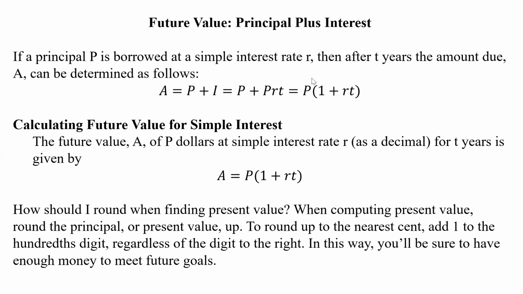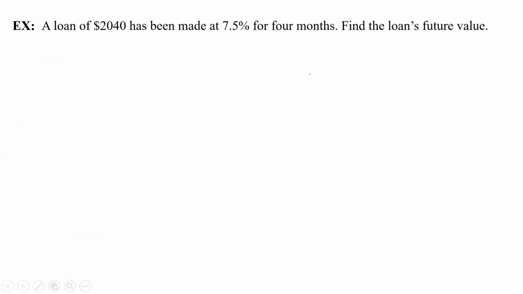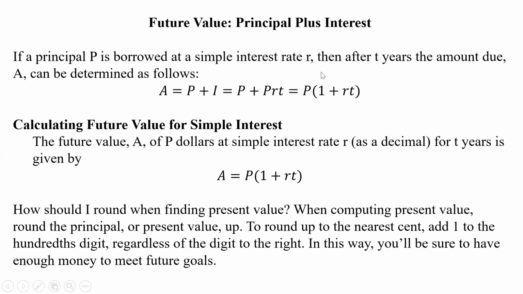And so that makes it a lot easier to plug into your calculator and to remember. Now all we have to do is remember the P value, the R value, and the T value and plug them in. All right, so calculating the future value for simple interest: future value is the A, P is the principal, the rate is going to be a decimal, and T is going to be time in years.